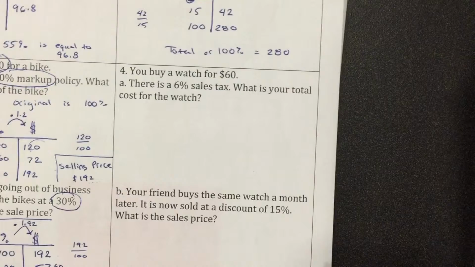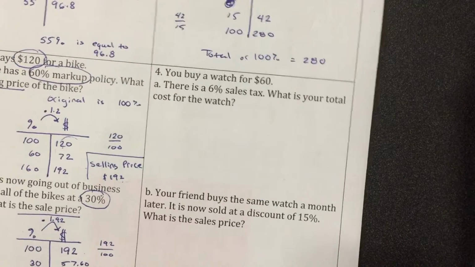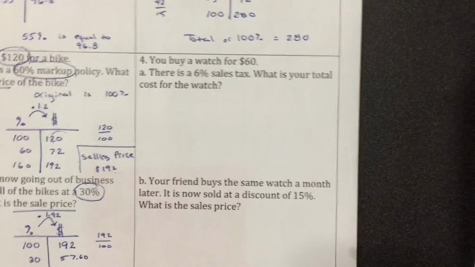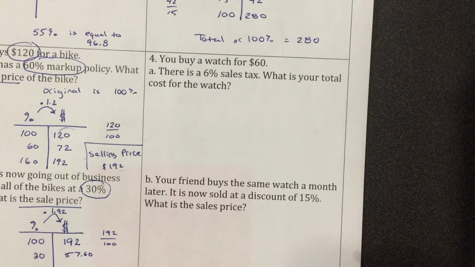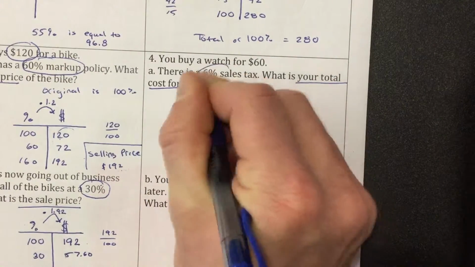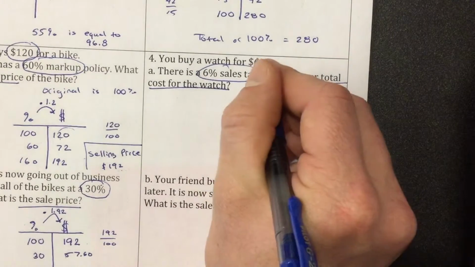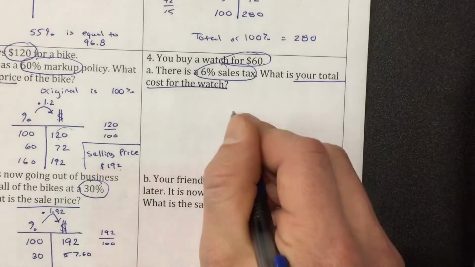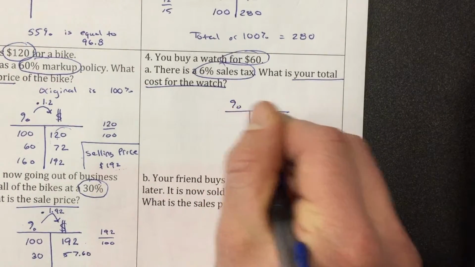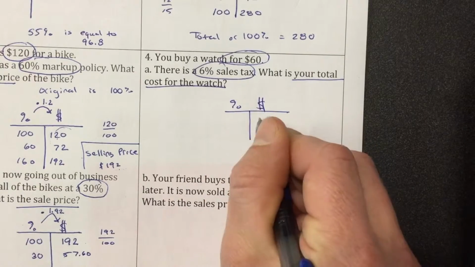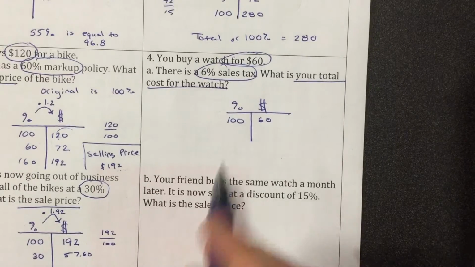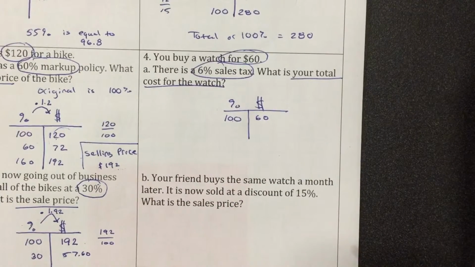All right, moving on to our last one. You buy a watch for $60, there's a 6% sales tax. What is your total cost for the watch going to be? So you're looking for the total cost. There is a 6% sales tax, and you're buying it for $60. So that price, the sale price, is 100%. 100% is equal to $60.